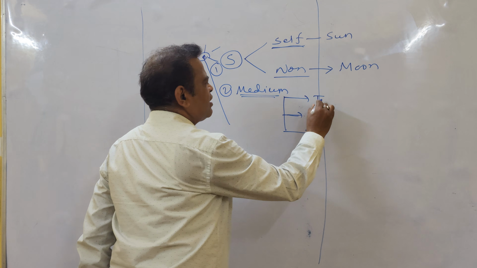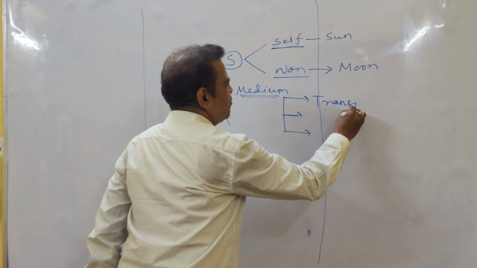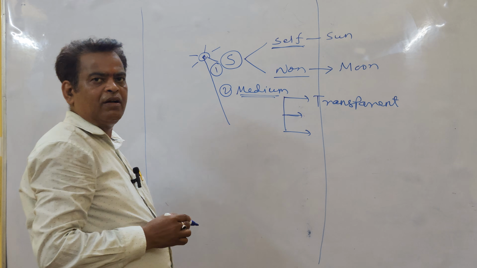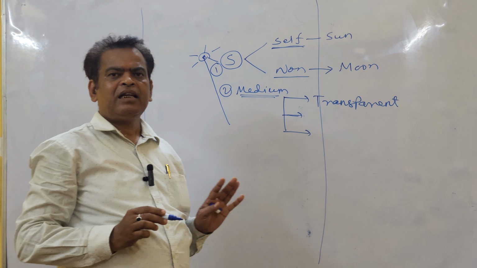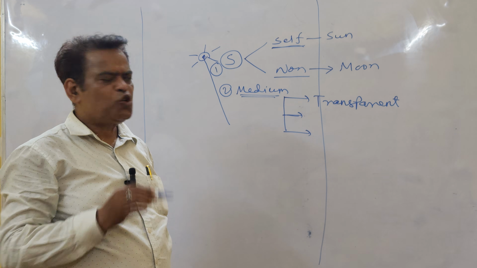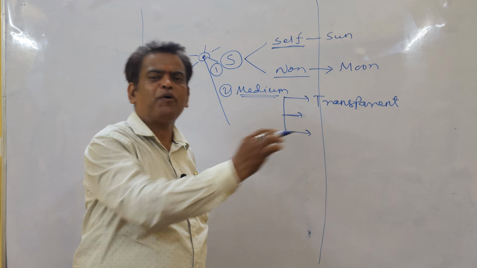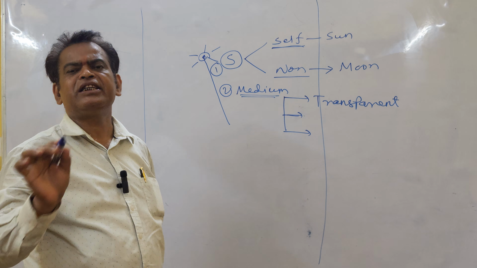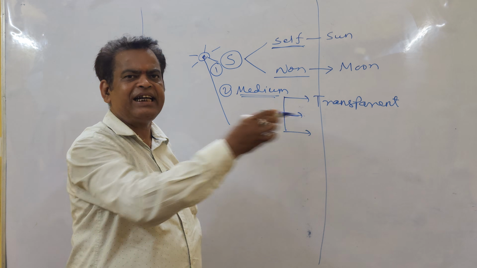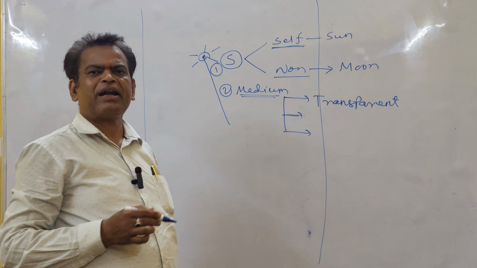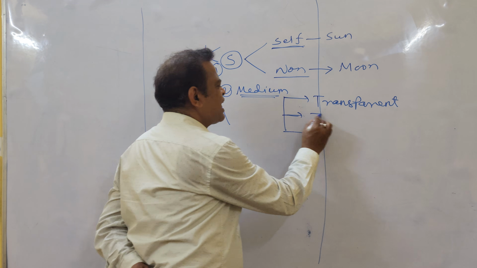Number one is the transparent medium. Transparent medium means the medium through which light easily propagates. For example, air. Light can easily propagate through air, so we call it a transparent medium. Number 2 is translucent.